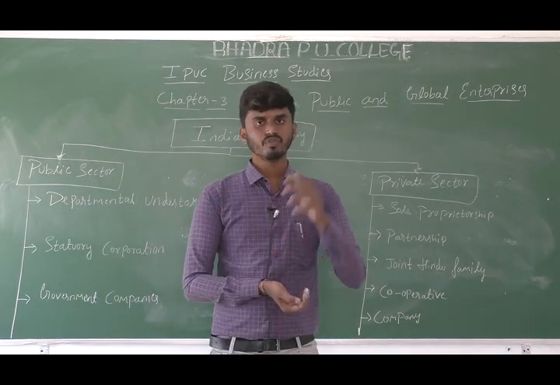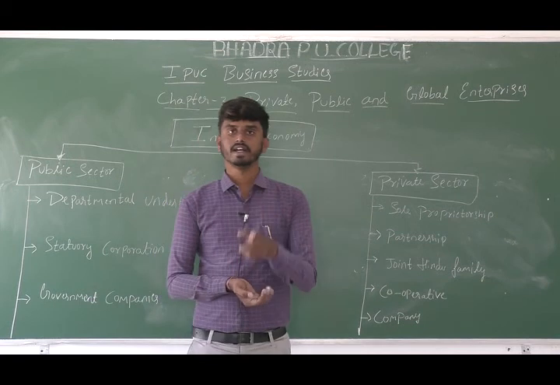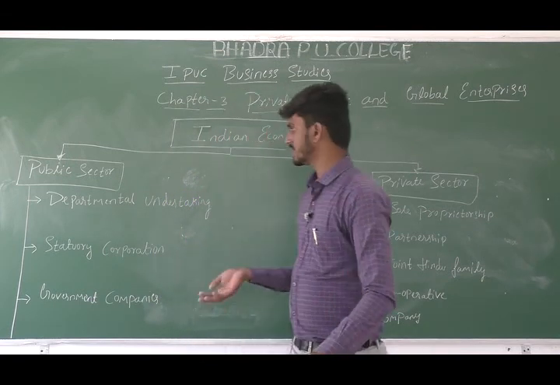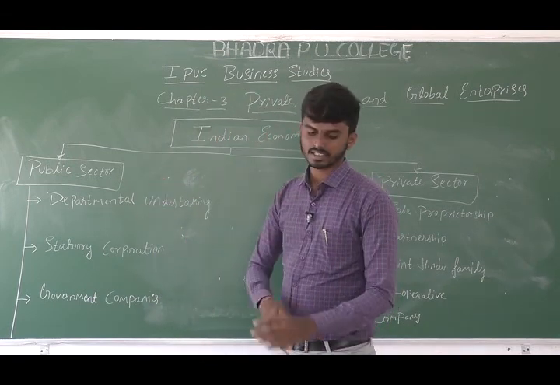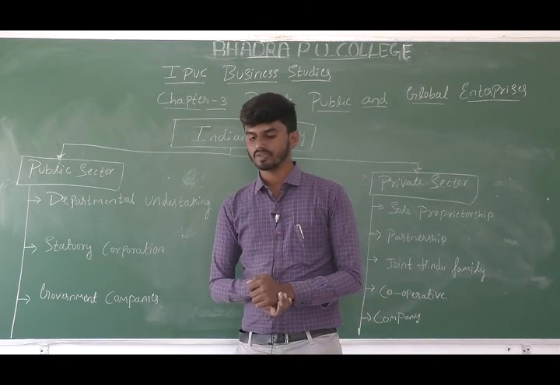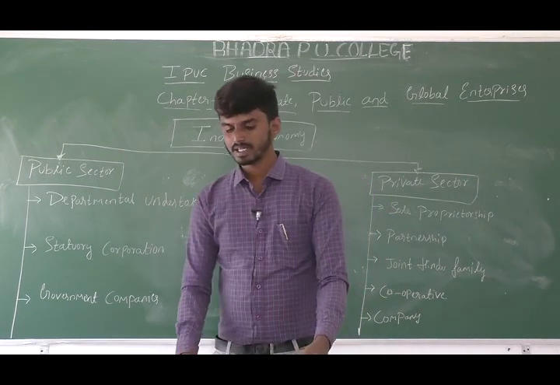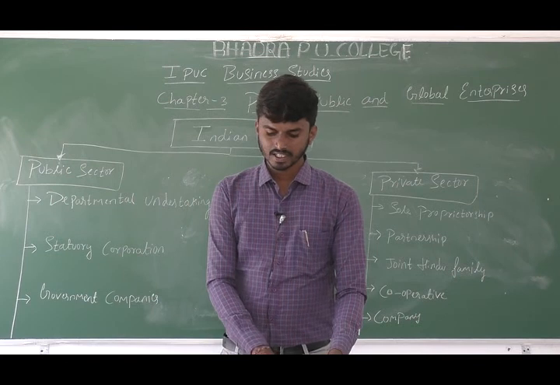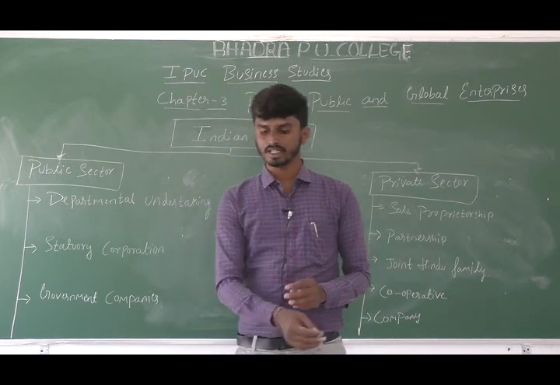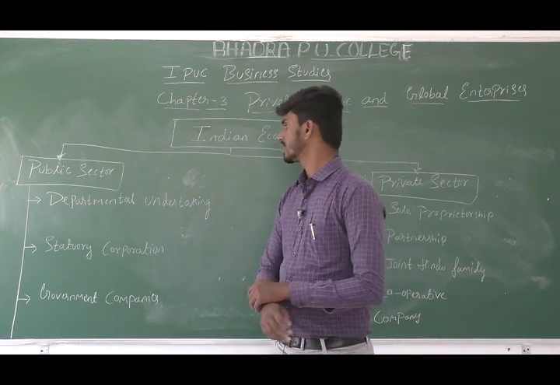These 5 forms of organization we learned in the second chapter. In this third chapter, what we did is, public sectors have been divided into 3 forms of organization. One is departmental undertaking, and another one is statutory corporation or public corporation, and the last one is government company.